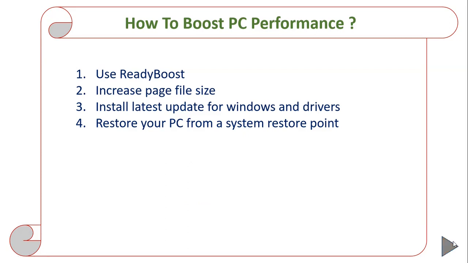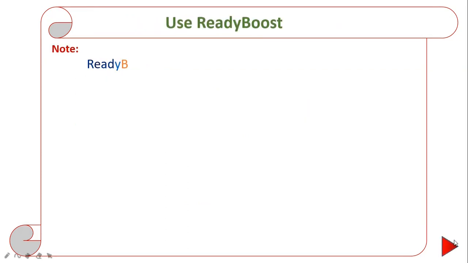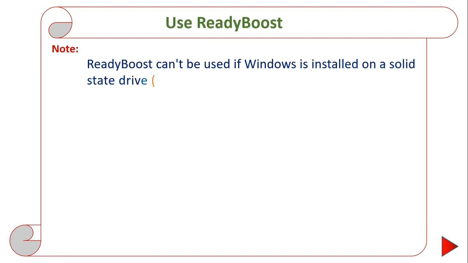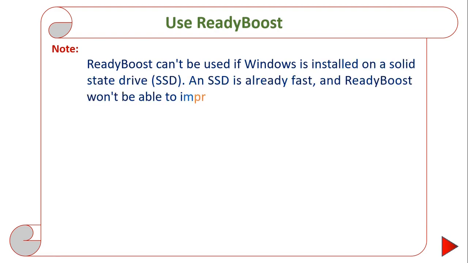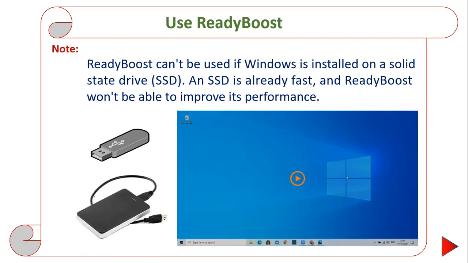In the first method, we'll use Ready Boost. If your PC is using SSD, this method won't help you boost your performance, so you can skip this part and go to next method. For others, you'll need external USB drive, either a pen drive or hard disk will do. So let's check how to do this.